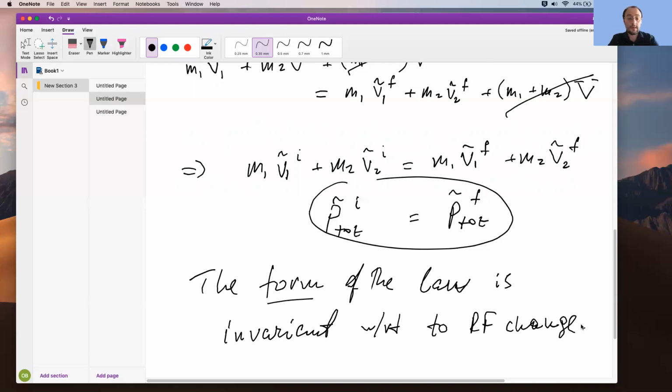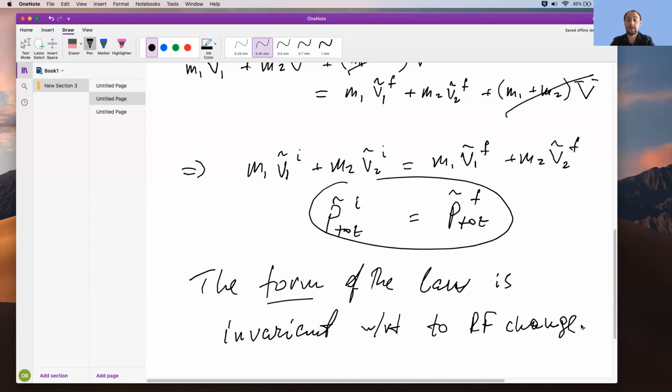Okay, so the equation looks the same as it was in Alice's frame, except that it has different values for velocity. So for example, V1 initial could be 1 meter per second, and big V could be 3 meters per second. Right, so Bob is zooming that way. Then according to Bob, V1 initial tilde is minus 2 meters per second. The values of quantities are not necessarily the same, but the form of the law stays the same.